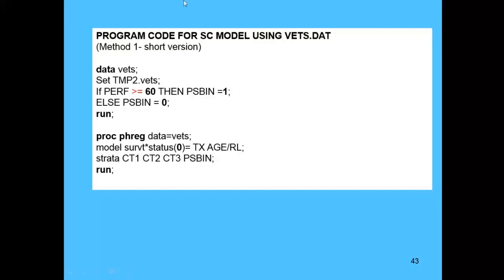I said method 1, the short version. It turns out one way to stratify on 2 variables, one of which has 4 categories and one of which has 2 categories, is to put in the strata statement the 3 dummy variables for the variable with 4 categories, and 1 dummy variable for the variable that only has 2 categories, and say strata, and that'll do it. That'll actually define 8 strata without having to do it in a very long way. This is the short version. So if you run this, you're going to be fitting this model.